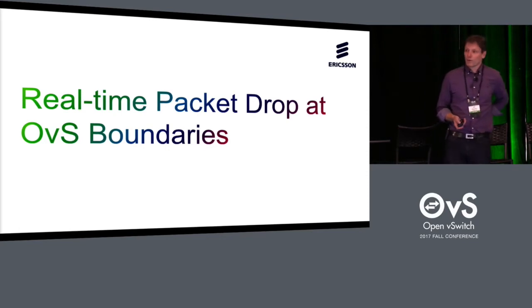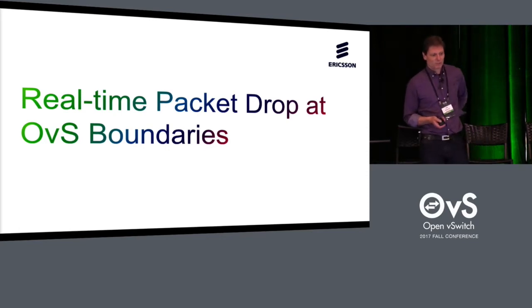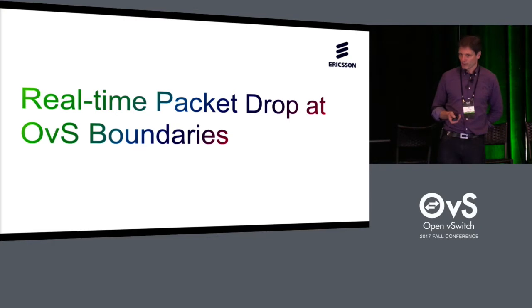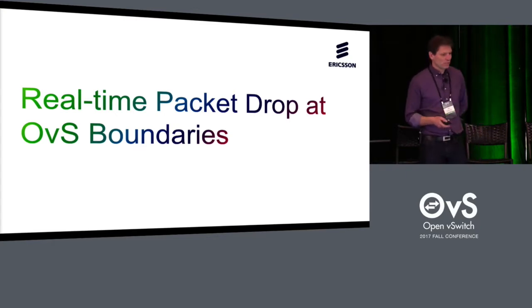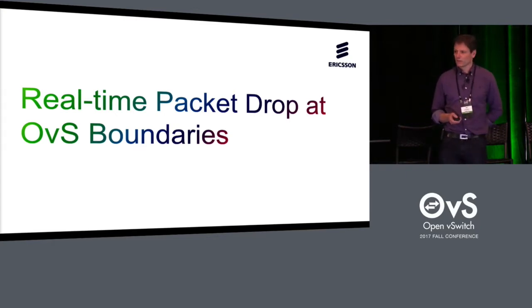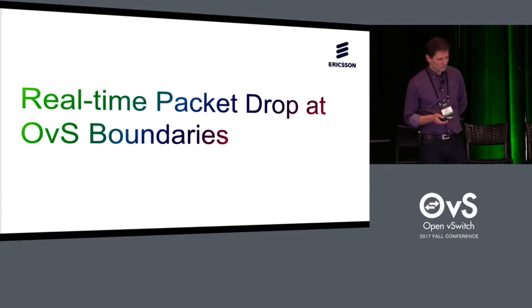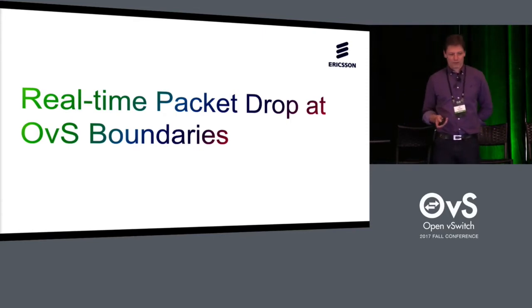We have two classes of problems. I will talk about the first one, real-time packet drop at OVS boundaries. And then Rohith will talk about the packet drop inside the OVS data path and pipeline. So let me start with the real-time packet drop at OVS boundaries.